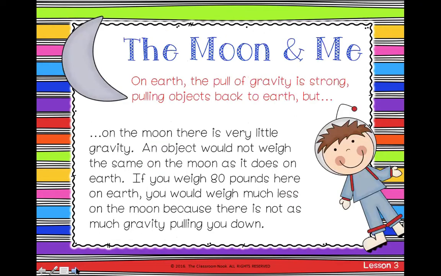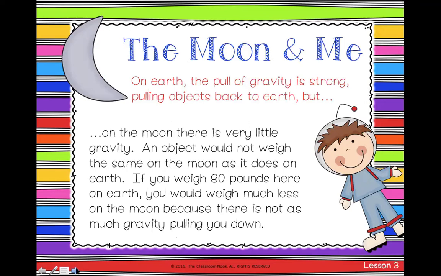So the moon and me, on Earth, the pull of gravity is strong, pulling objects back to the Earth. And of course, every object has its own gravitational pull. So even we have a pull of gravity. But the Earth is much, much bigger than us, so of course it has a really strong gravitational pull. So the Earth's gravity is strong, pulling objects back to Earth.